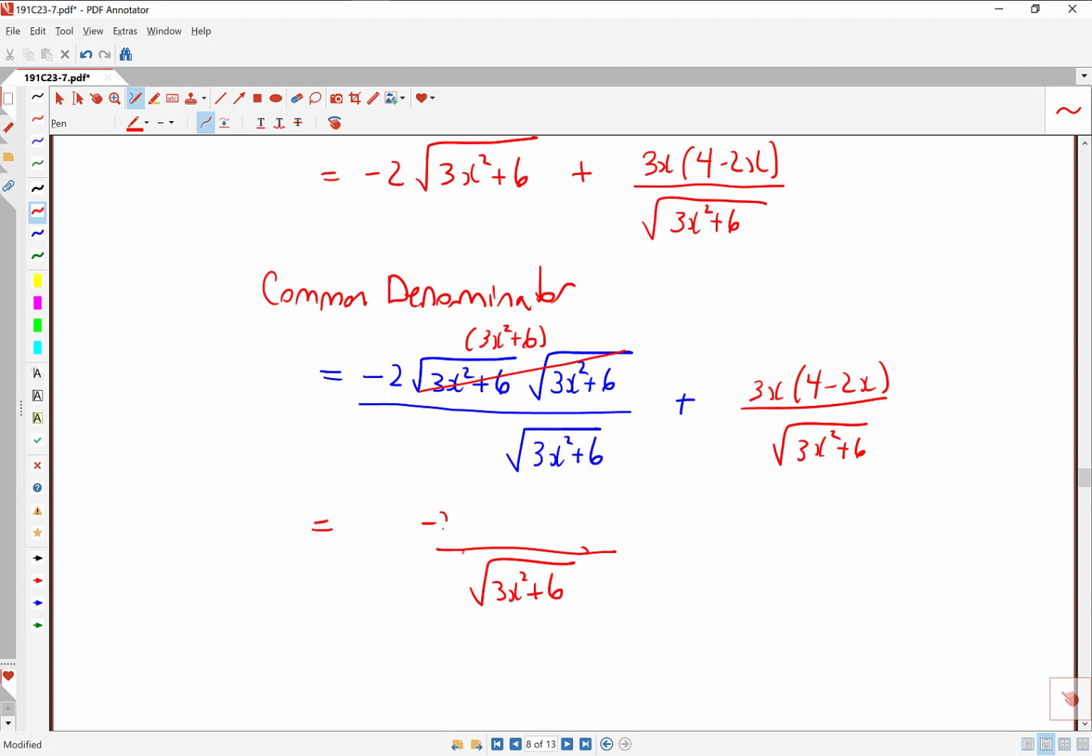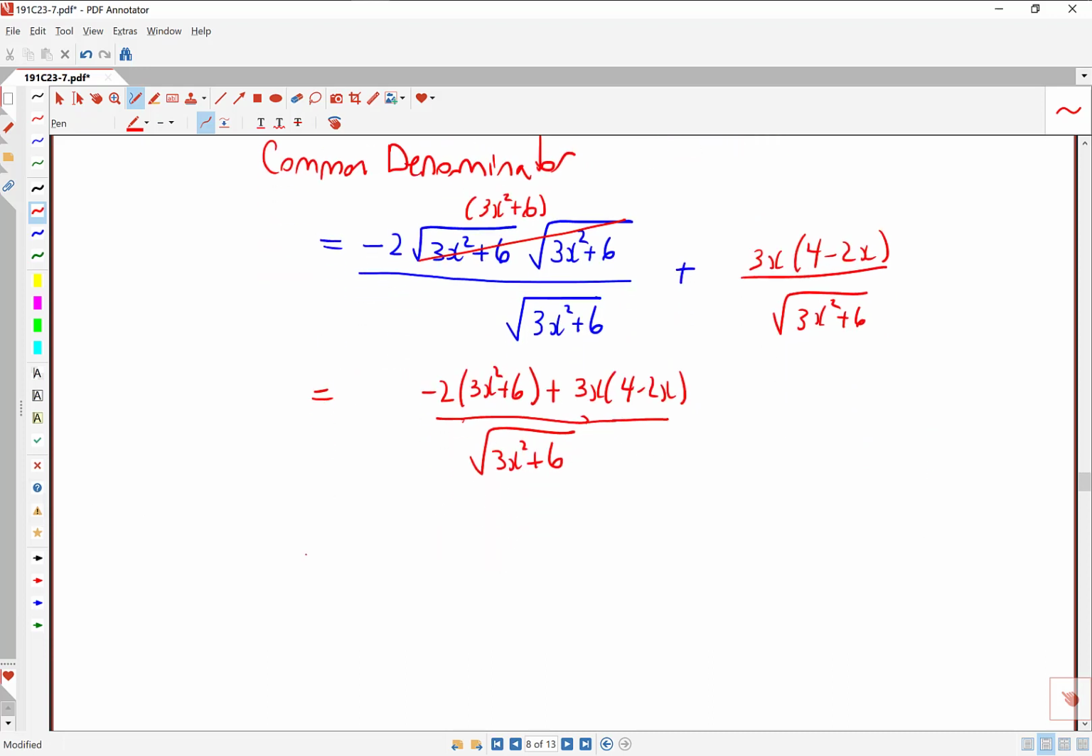So our numerator is going to look like -2 times 3x squared plus 6, plus 3x times 4 minus 2x. And I think I'll take one more step just to clean that up. So everything's over root 3x squared plus 6. If we did a little bit more simplifying here, you would get -12x squared plus 12x minus 12.